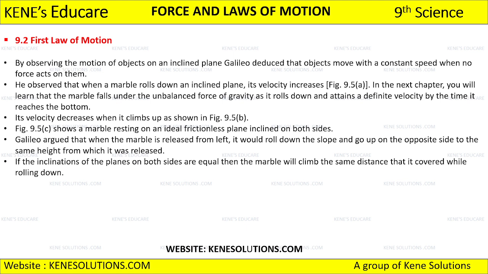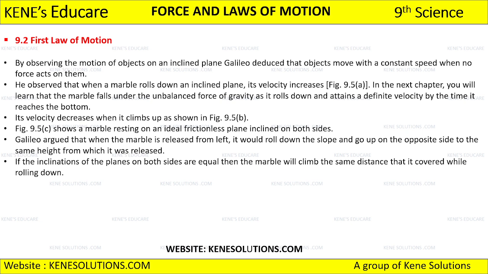In figure 9.5, you can see a marble resting on an ideal frictionless plane inclined on both sides. Where is it inclined? It will be inclined on both sides, and it will be acting as an ideal frictionless plane. Galileo argued that when the marble is released from the left, it will roll down the slope and go up on the opposite side to the same height from which it was released.